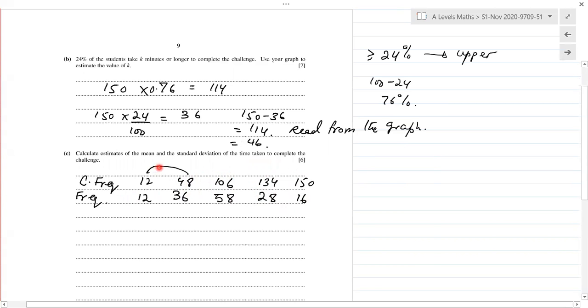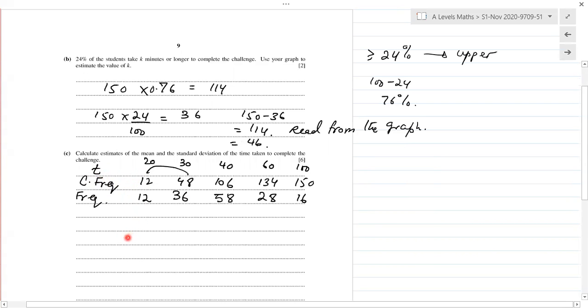What were the times over here? The time over here was 20. The time over here was 30. The time over here was 40, 60, and 100. These were the values of the time with their corresponding cumulative frequencies and frequencies.